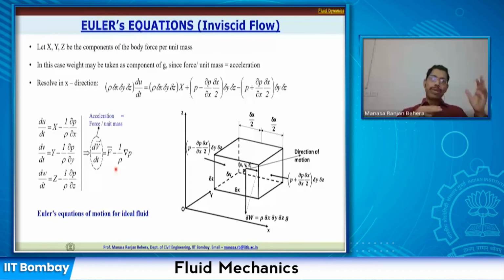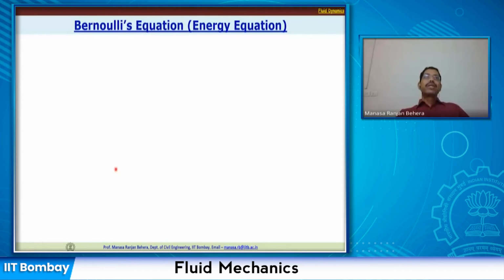We have seen the continuity equation, we have seen the equation of motion or momentum equation, and now let us derive or see how this energy equation is derived or explained. To look at that, let us quickly proceed to Bernoulli's equation.